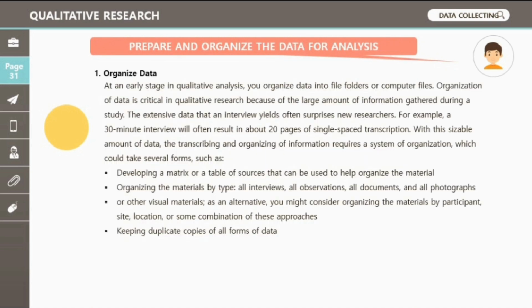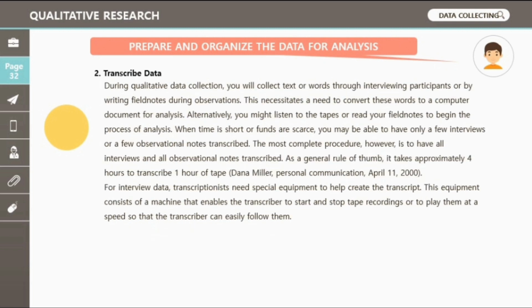Prepare and organize the data for analysis. For the first, organize data. At an early stage in qualitative analysis, you organize data into file folders or computer files. You can read by yourself the entire explanation and then transcribe data. During qualitative data collection, you will collect text or words through interviewing participants or by writing field notes during observations.